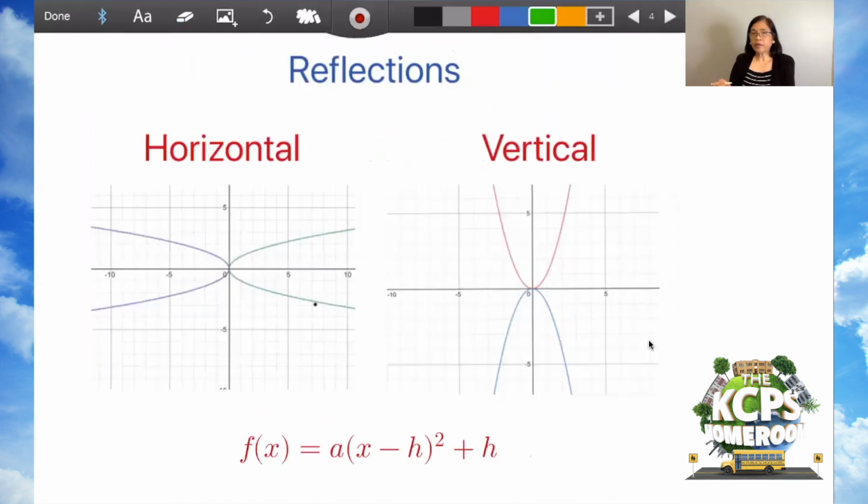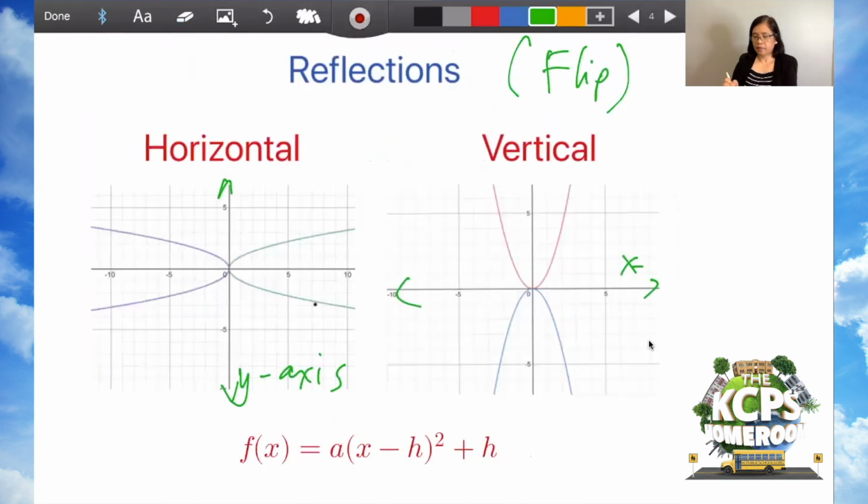Then when we talk about reflection, we're talking about flipping. You flip the object or the graph of the function across the x-axis or across the y-axis. For vertical reflection, you flip the object across the x-axis, and for horizontal reflection, you flip the object across the y-axis. Then we'll look at which of these parameters will affect the transformation.